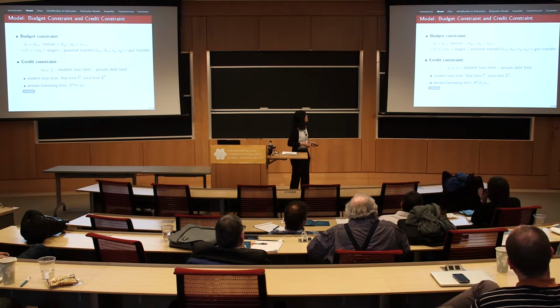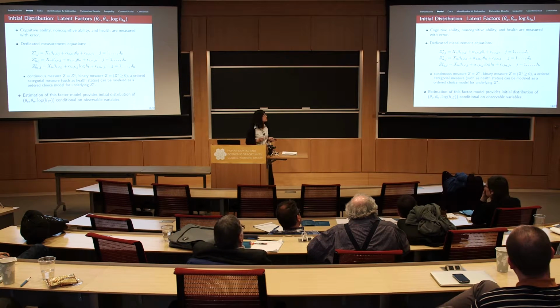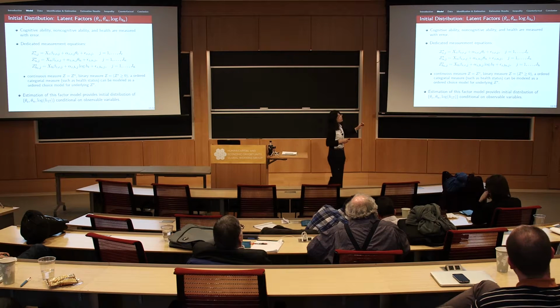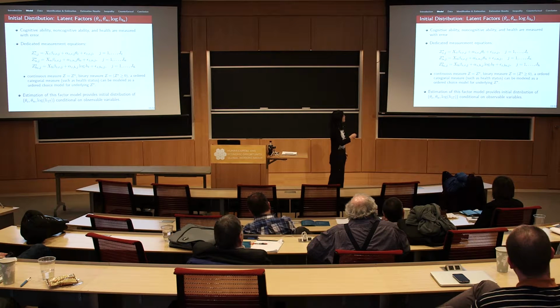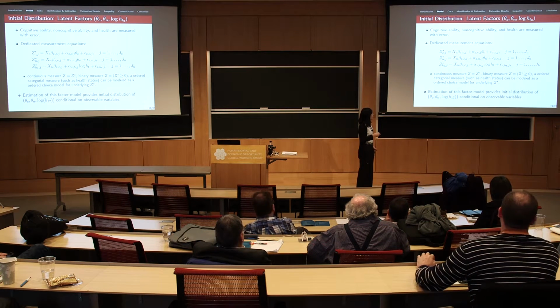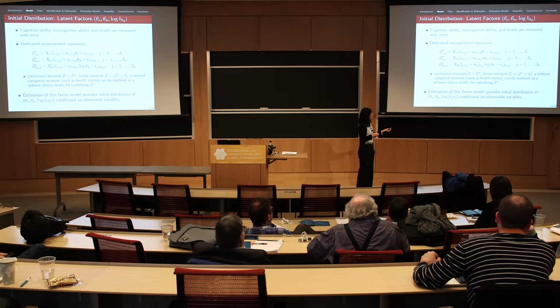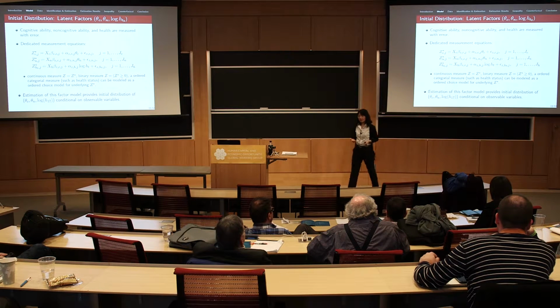So let me continue from here. In the initial distribution, we assume that cognitive ability, non-cognitive ability, and health are measured with error. In particular, for each unobserved factor, we introduce measurement equations. These observed measurements enable us to estimate an initial distribution of these three factors conditional on observed variables.